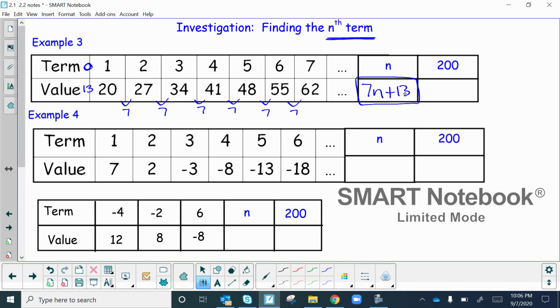What would the 200th term be? Well, I kind of showed you that a second ago. We can take our function rule, plug in 200 for n, and add 13. So this is going to be 1400 plus the 13, so 1413. Let's try another pattern.